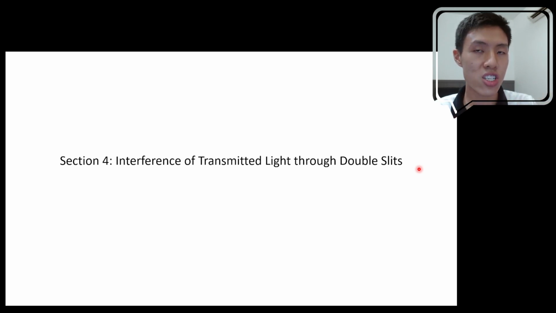So there will be two light waves emerging from the double slits, and they will overlap in the same region. In this section, we are going to discuss the behavior of the interference, or the behavior of the overlap in that region, and what kind of pattern we can see if we have light emerging out from these double slits.